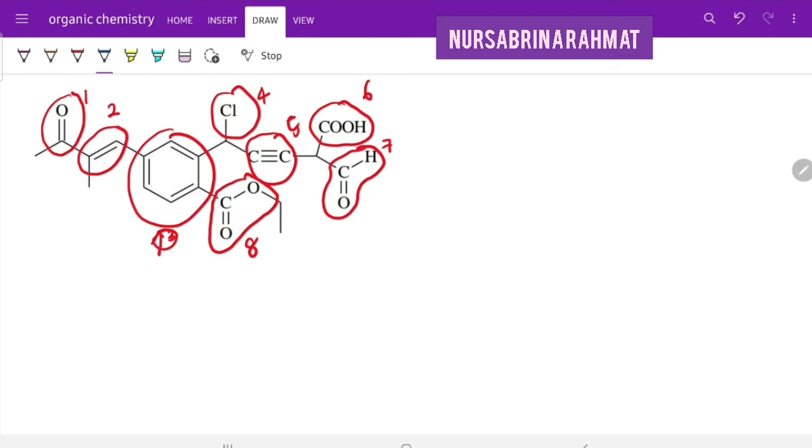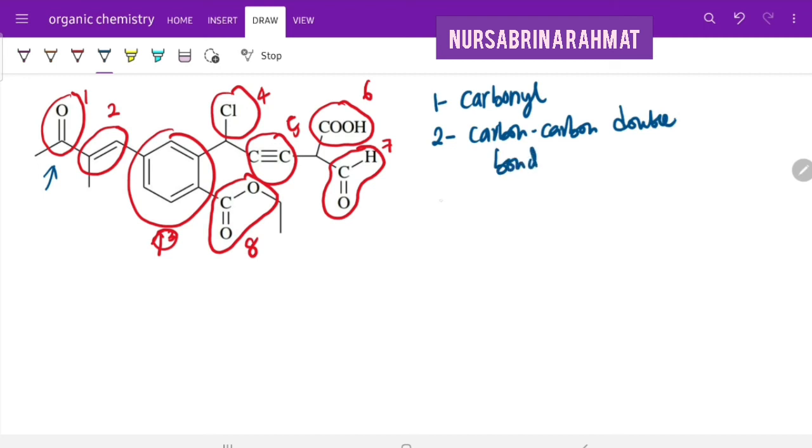Okay, so let's write for the first one. So the first one is C double bond O, so this is your first one. It looks exactly like in the ketone, so we call it as carbonyl. Okay, secondly is carbon-carbon double bond. So the third functional group here is a benzene ring. Okay, so we call it as aromatic ring.